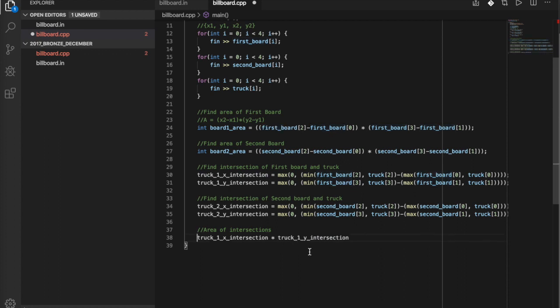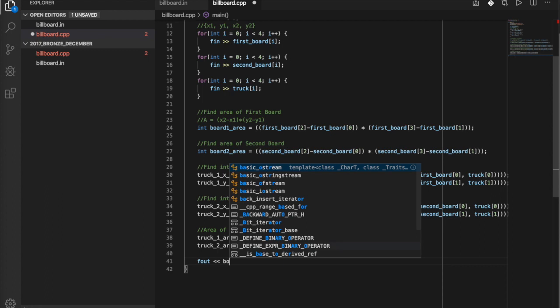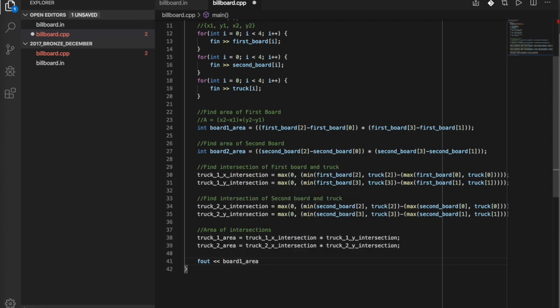So we can just say board truck 1 area is equal to that. And then truck 2 area is equal to the intersection between truck and board 2. Okay, now that we have the intersections, the areas, and the board areas, all we have to do is write to an output file, where it's going to say board 1 area plus board 2 area, and this right here will give the total area for both board 1 and board 2.